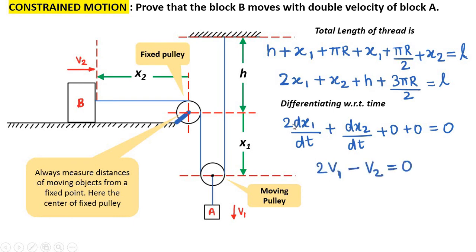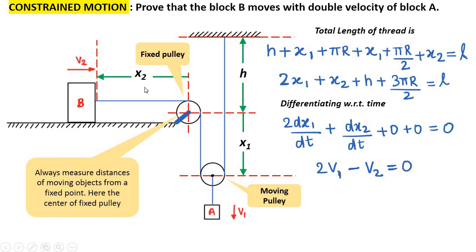Now dx1 by dt will be equal to the velocity v1 because you can see in the figure that x1 is the distance of the moving pulley from the fixed pulley. So the rate of change of x1 with respect to time must be the velocity of the moving pulley, which is the same as the velocity of the block A, that is v1.